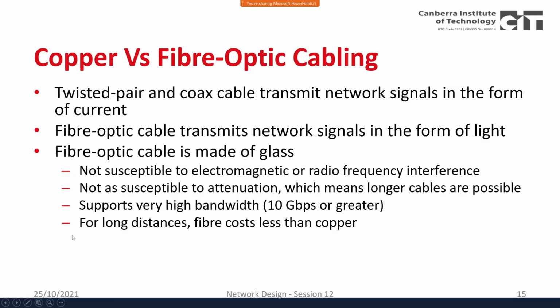All right. Other reasons include that they are not susceptible to attenuation, which means we can have longer cables than the 100 meters that we have for Ethernet cables. It supports very high bandwidth. Not only does it support 10 gigabit per second bandwidth, but even higher. Okay? They're also good for long distances, and fiber costs less than copper.